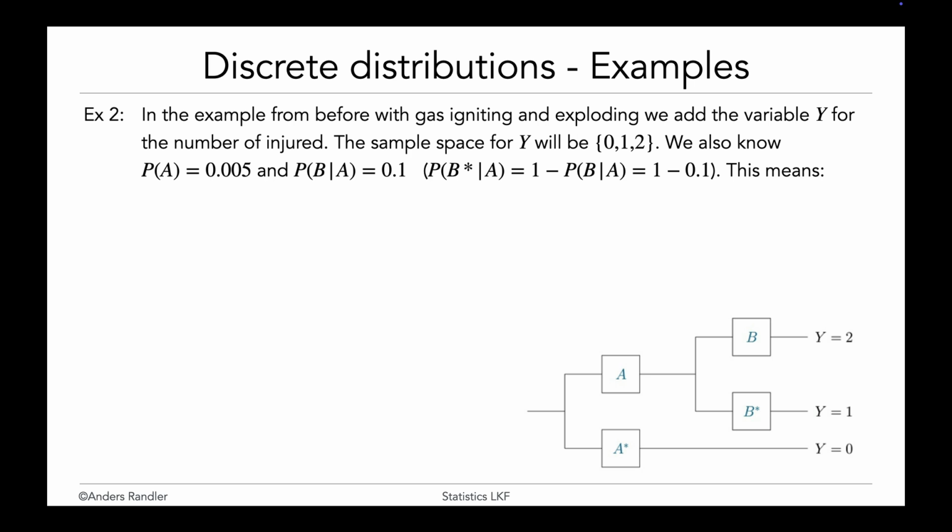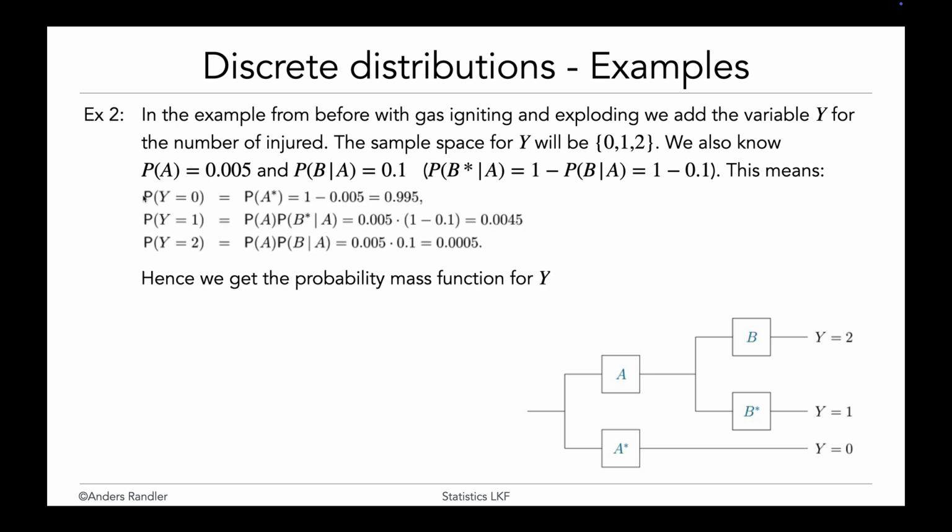Let's look at one example. In the example from before, with the gas igniting and exploding, we add the variable y for the number of injured. We say that if we don't have any ignition, we won't have any injuries. If we have an ignition but not an explosion, we will have 1 injury. And in this case, where we have both an ignition and an explosion, we'll have 2 injuries. And we have these values from before.